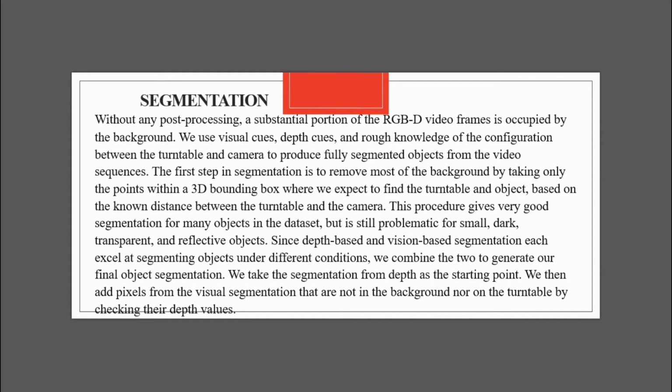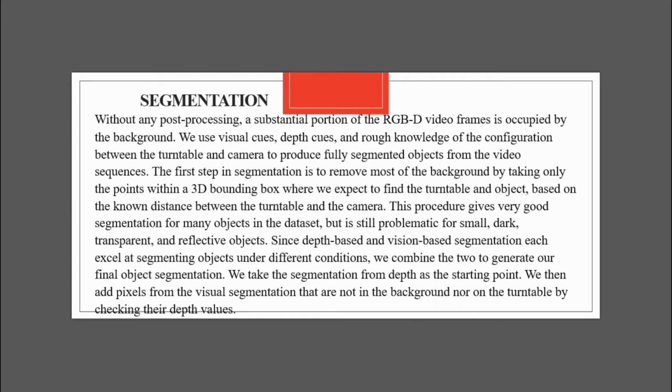Segmentation. Without any post-processing, a substantial portion of the RGB-D video frames is occupied by the background. We use visual cues, depth cues, and knowledge of the configuration between the turntable and camera to produce fully segmented objects from the video sequences. The first step in segmentation is to remove most of the background by taking only the points within a 3D bounding box where we expect to find the turntable and objects, based on the known distance between the turntable and the camera. This produces very good segmentation for many objects in the dataset, but is still problematic for small, dark, transparent, and reflective objects.